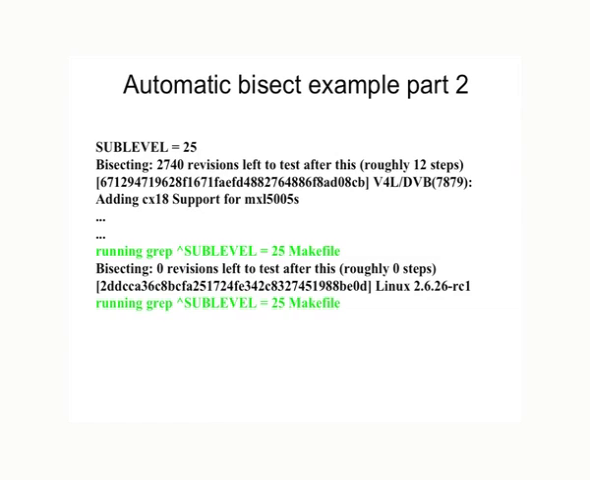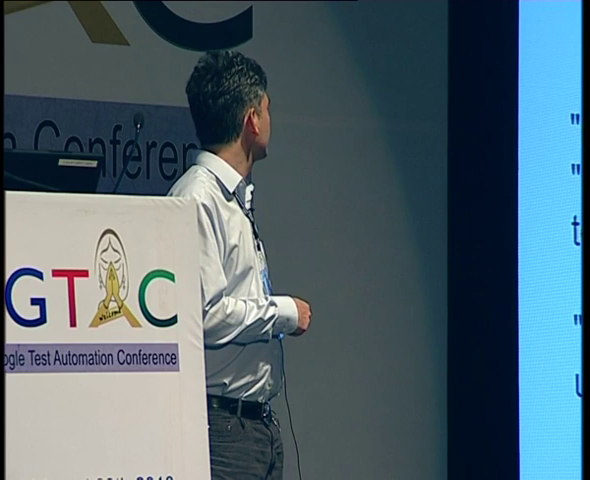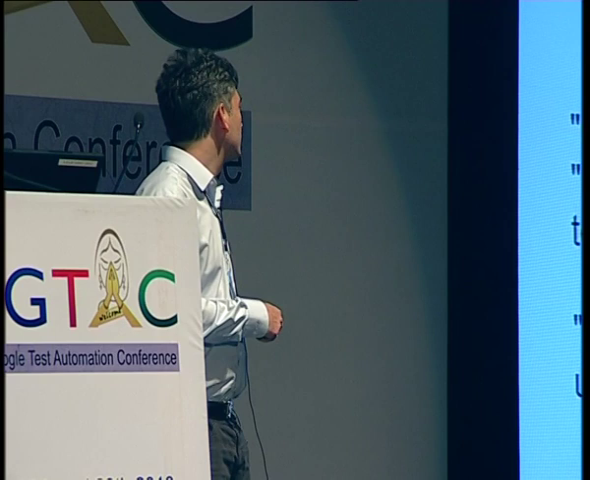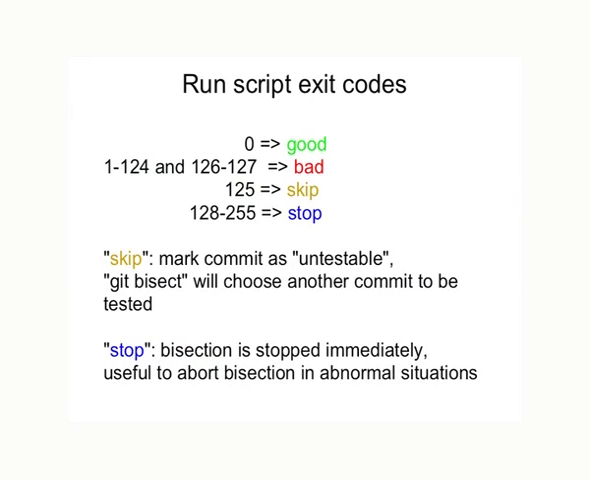So how does git bisect run know if it's good or bad? It's using the exit code of the run script. So 0 means good. From 1 to 127, it means bad, except for 125, which means skip, and 128 and above means stop. So skip marks a commit as untestable, and this means that git bisect has to choose another commit to be tested, and stop stops everything.